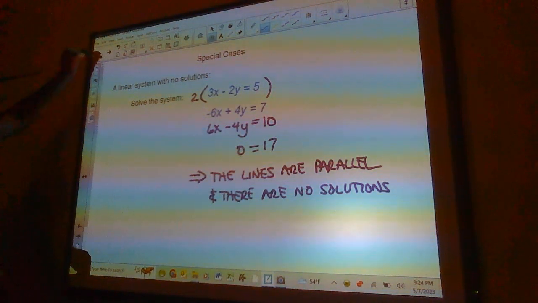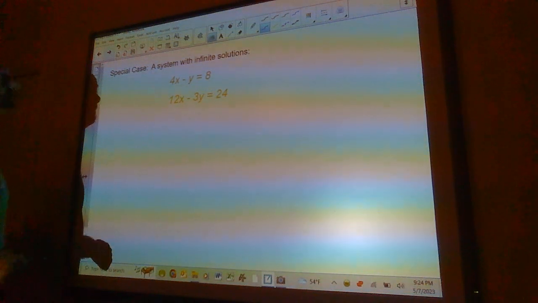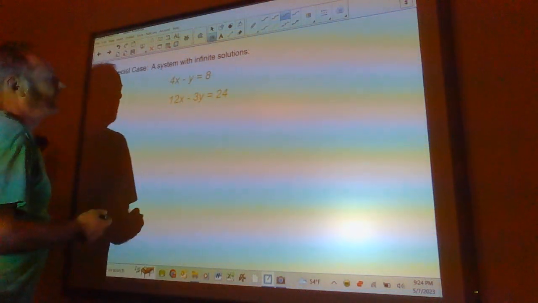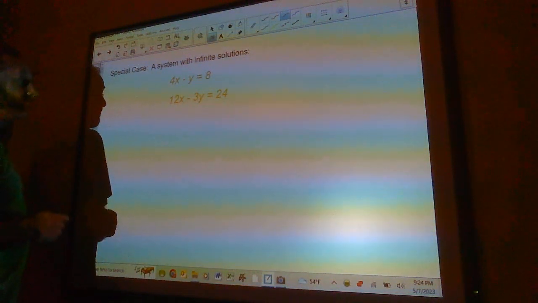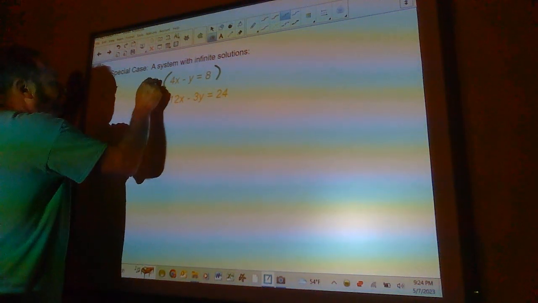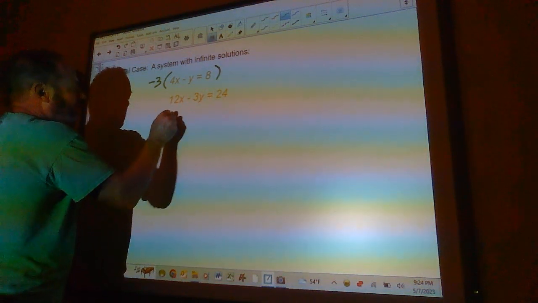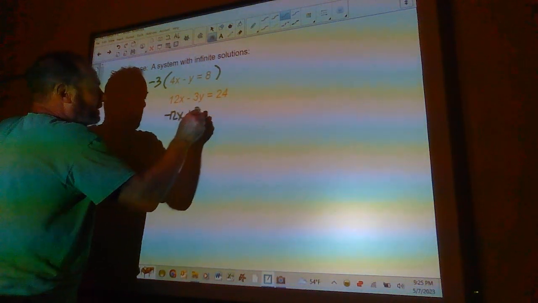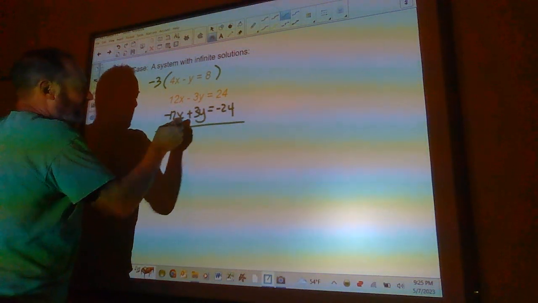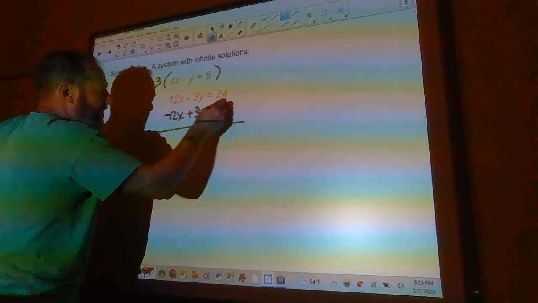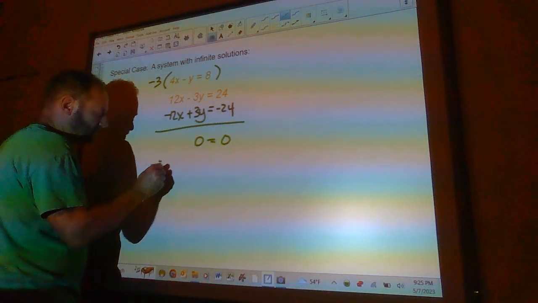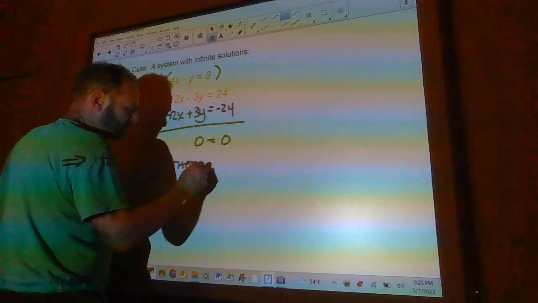Now, what other kind of special cases can you have? Well, here's one. This one's going to have an infinite number of solutions. So what happens with that? Okay, so I look at this one and I go, I think I could multiply this equation by negative 3. So that would give me negative 12x plus 3y equals negative 24. And I combine those and that goes away, so I get 0, and that goes away, so I get 0. So I get 0 equals 0. What that means is these are the same line.